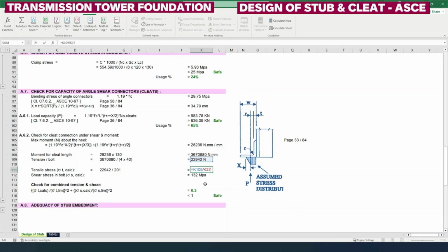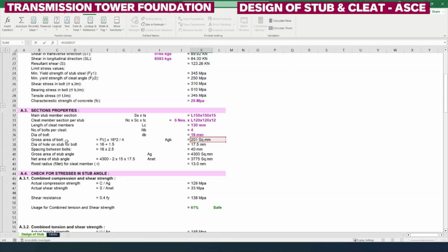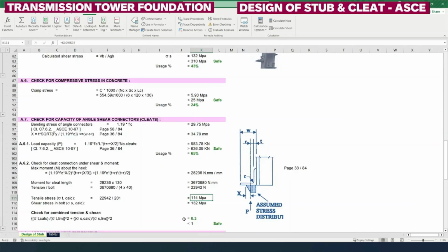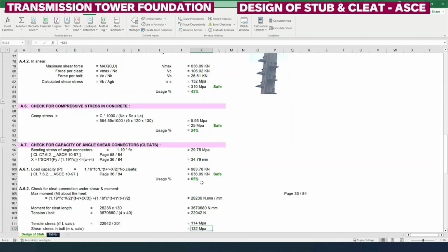For the tensile stress, again we are dividing by the gross area of the bolt, 201 square mm. We are getting 114 megapascal. Shear strength we can consider directly from the check for stress in bolts for shear cases. So it is 132 megapascal, which we already calculated.